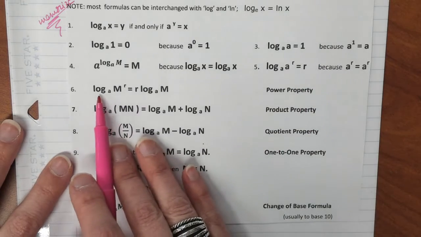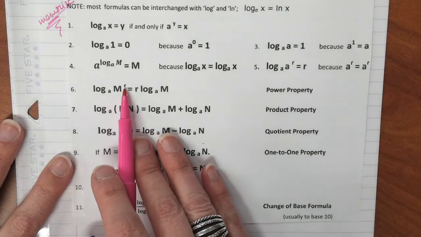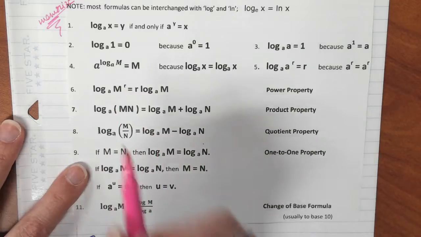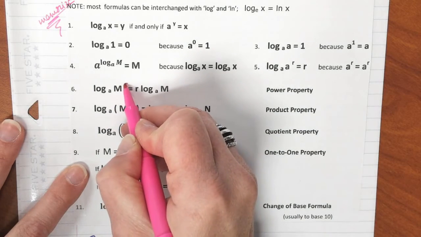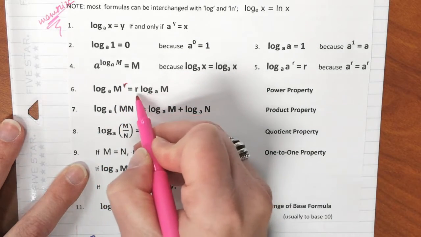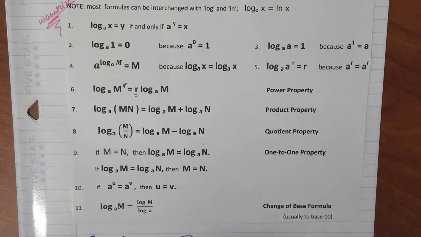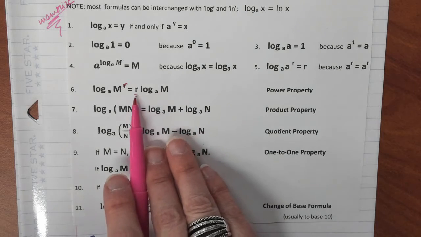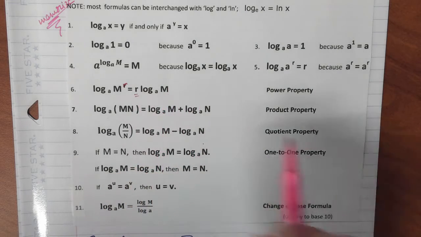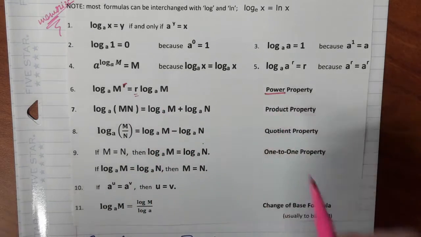If you have a log base m of x to the r, you are able to pull that r, that exponent, out in front. And we very often do that. We sometimes go the opposite direction, and we're given this, and we'll kick it back up to the exponent. But that's called the power property.